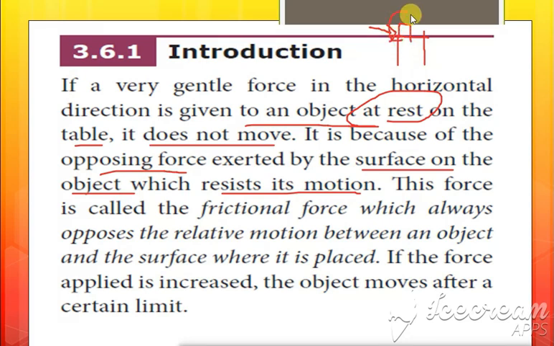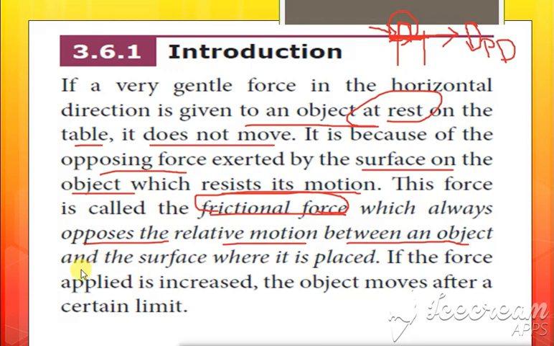So in the object, if you see what is there at this point, there is an opposing force. Okay, so there is an opposing force exerted by the surface on the object and this force is called what? The frictional force. So what they call it is frictional force. So that frictional force is between the object, bottom of the object and the table. So what will be between those two? This frictional force will be there. Okay, which always opposes the relative motion between the object and the surface.